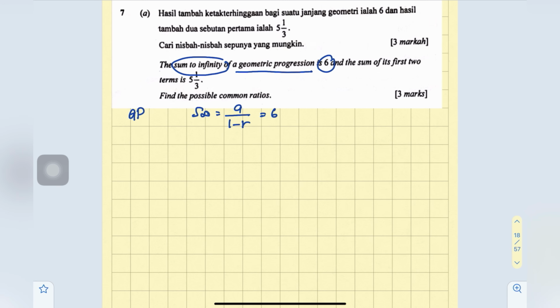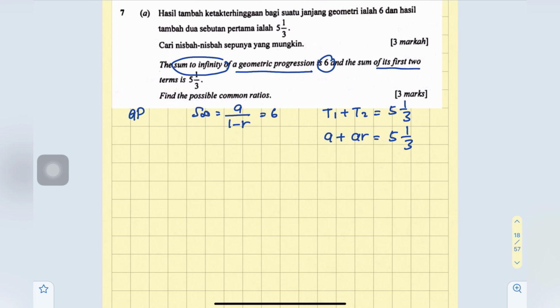So another one, sum of the first two terms. Okay, two terms. So T1 plus T2, equals to 5 1/3. Okay, since this is geometric progression, T1 dia lah A. T2 dia lah AR. Okay, equals to 5 1/3.